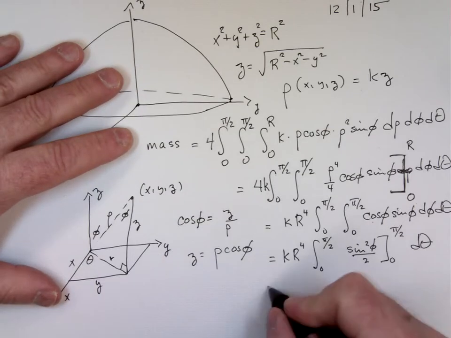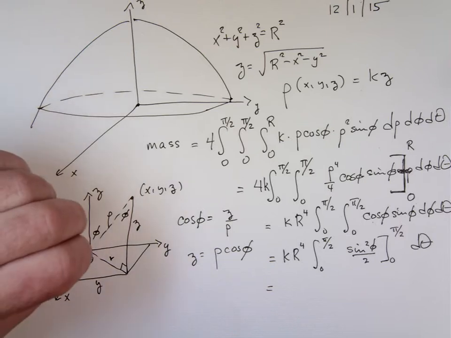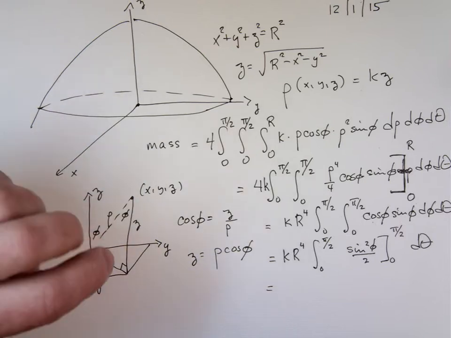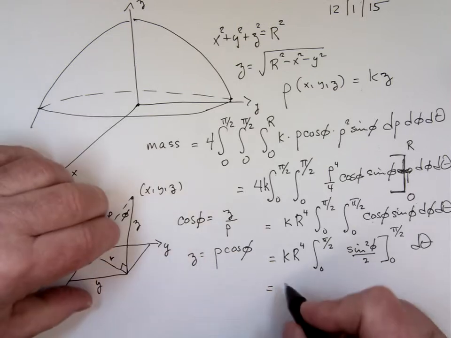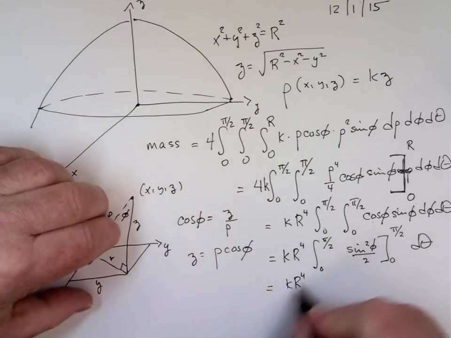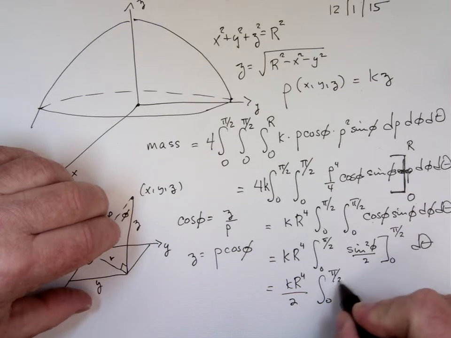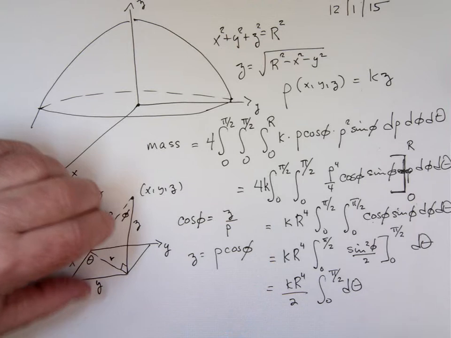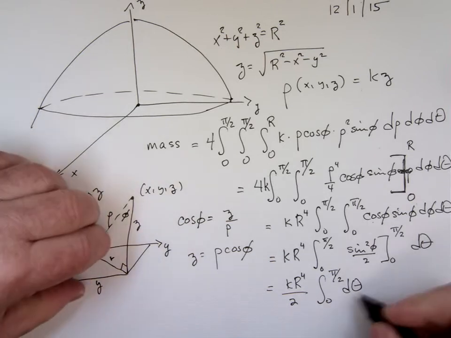So substitute in pi over 2. The sine of pi over 2 is 1. Sine squared is 1 then. Substitute in 0 to get 0. So we get a 1/2 out of that. And we're left with this. And the integral of d theta is theta.